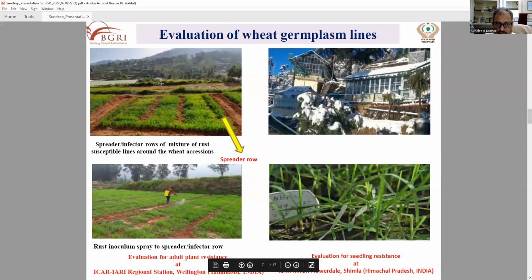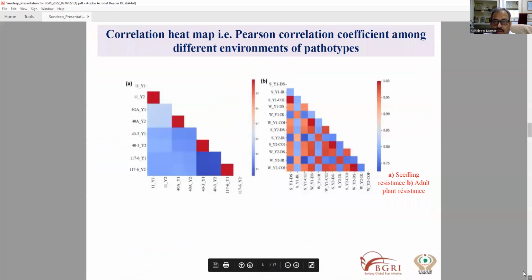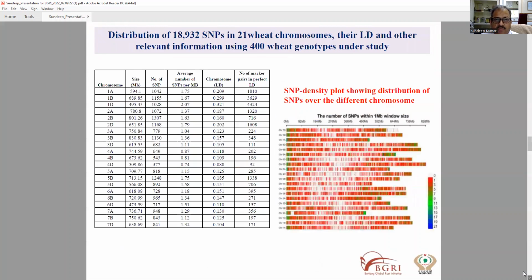We evaluated this diverse panel of 400 lines under field conditions at IARI Regional Station, Wellington, and for seedling resistance against 4 different races at ICAR-IIWBR, Flowerdale, Shimla. We got a moderate to low level of correlation among different environments and pathotypes. Out of these 35,000 SNPs, only 18,932 SNPs showed polymorphism, and they were distributed on 21 wheat chromosomes, as listed over here.